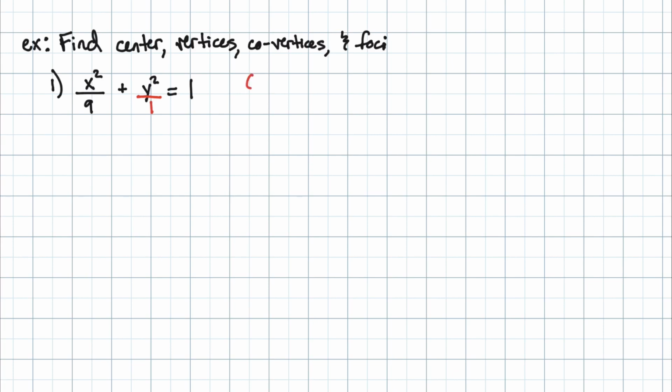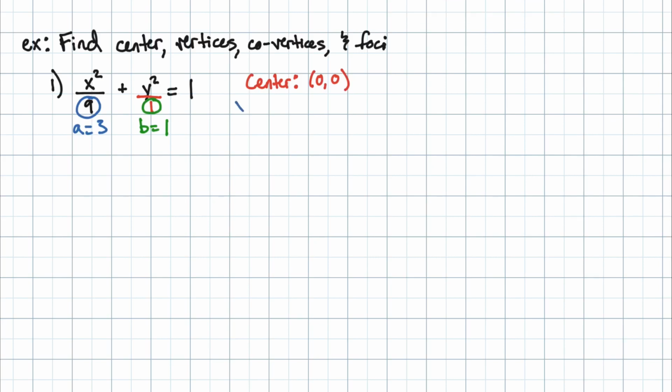Okay, so center, h and k. If you don't see h and k, that means your center is just going to be 0, 0. Well, fabulous. Okay, let's figure out what a and b equal. Remember, this 9 is a squared, so I take the square root, and I get 3. This 1 is equivalent to b squared, so I take the square root of 1, which turns out is 1. And now, because the larger denominator is under x, I know that this is going to be a horizontal ellipse.